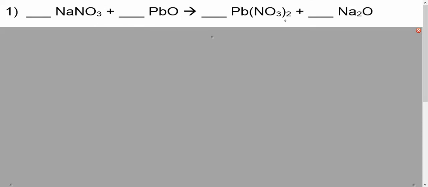If I put a 2 here, that gives me 2 nitrates, but that also gives me 2 sodiums, which is okay because I have a 2 there. So there are 2 sodiums already on the right. I have 1 lead and 1 lead, so that's okay. 1 oxygen and 1 oxygen, so that equation's balanced by simply putting a 2 there. Let's move to the next one.